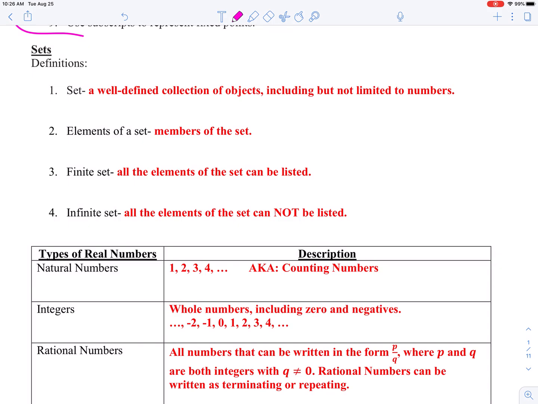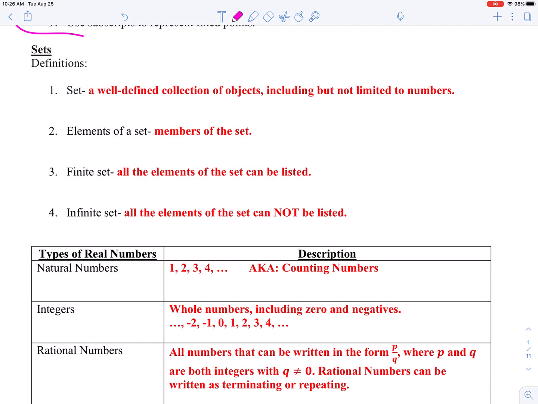Okay. Number 2, elements of the set are the members of the set. In other words, they're the items inside the set. So if we're going to say our set is the vowels, then our elements would be A, E, I, O, U.